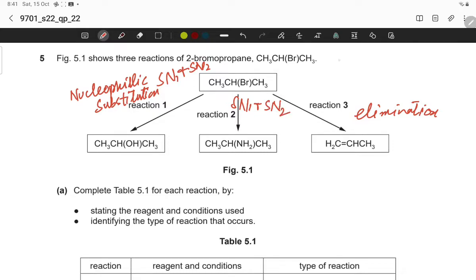And you know that in a primary haloalkane only the SN2 reaction is possible, in a tertiary haloalkane only SN1, and in a secondary haloalkane SN1 and SN2 both.